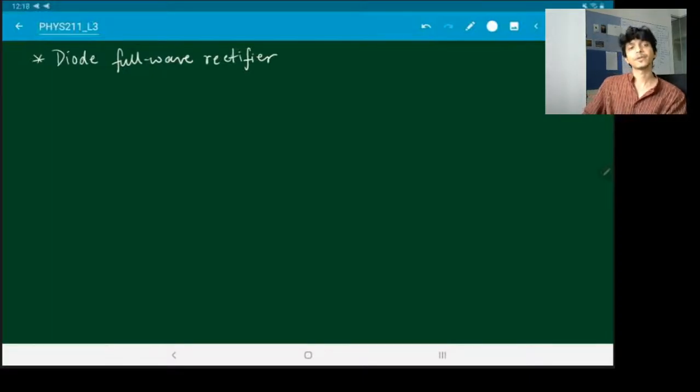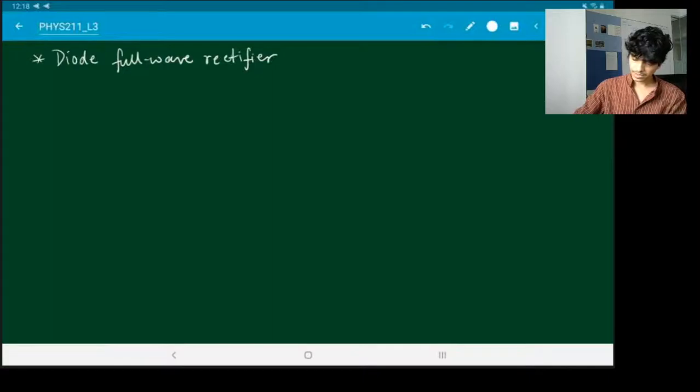Rectification is just a fancy way of saying if I give you an AC signal and I want you to convert it into a DC signal, you want to try and stop the oscillations. You want to make your signal as flat as possible. That is called rectifying. So that is the aim of what we are going to do.